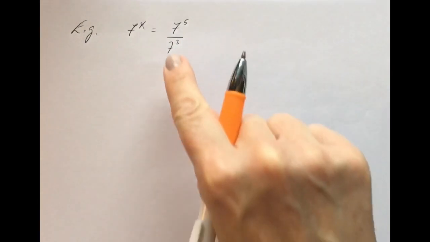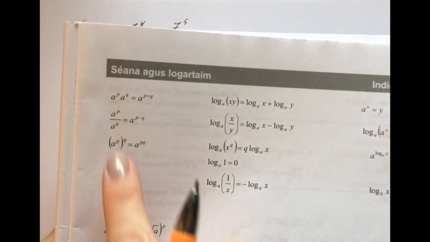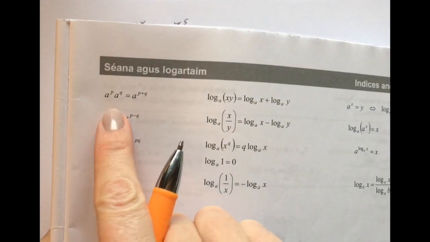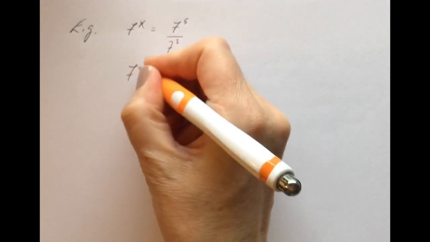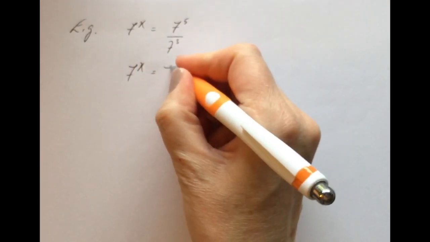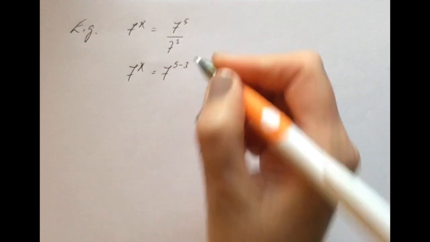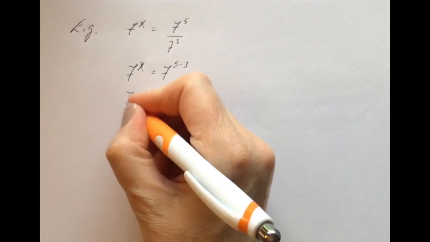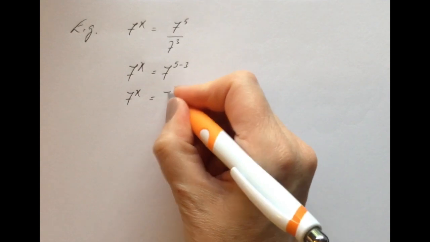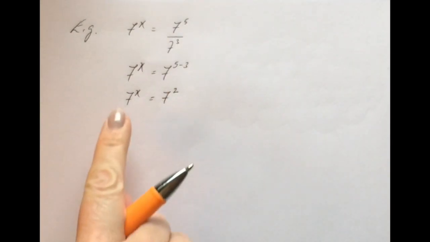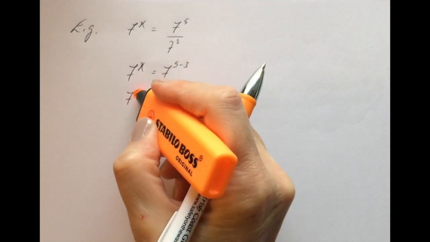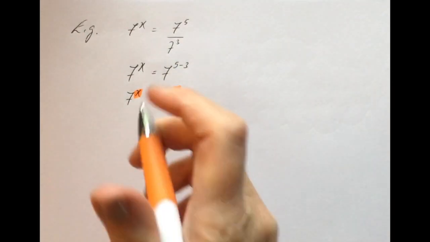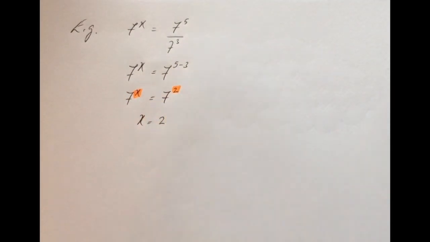So this one relates to our second law. If you have division, what can you do with the powers to tidy it up? You can, of course, subtract the powers. So we have 7 to the power of x on the left-hand side and 7 to the power of 5 minus 3 on the right-hand side. So that leaves you with 7 to the power of x is equal to 7 to the power of 2. Now your left-hand side looks like your right-hand side, and of course we can equate our powers. So therefore x is equal to 2.